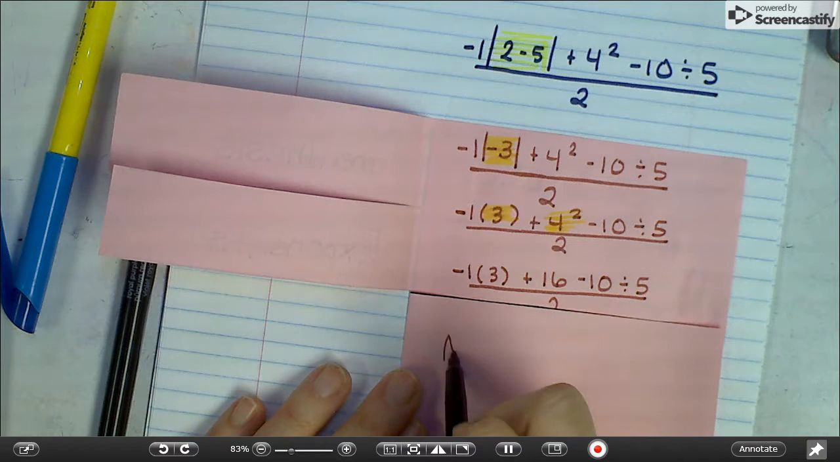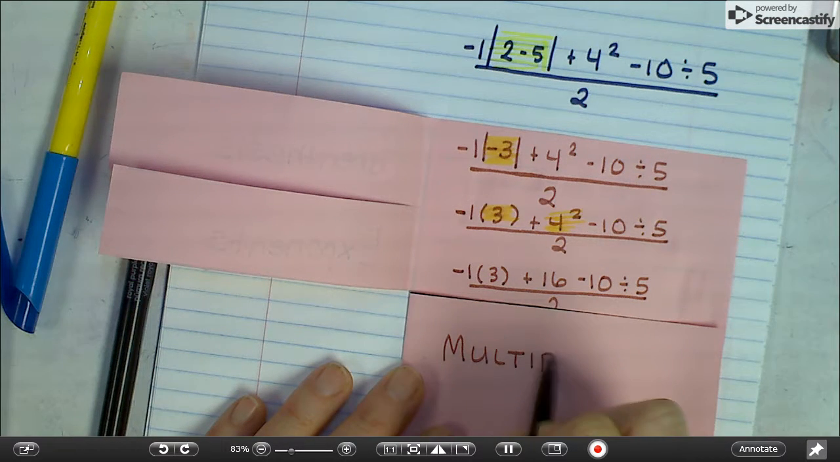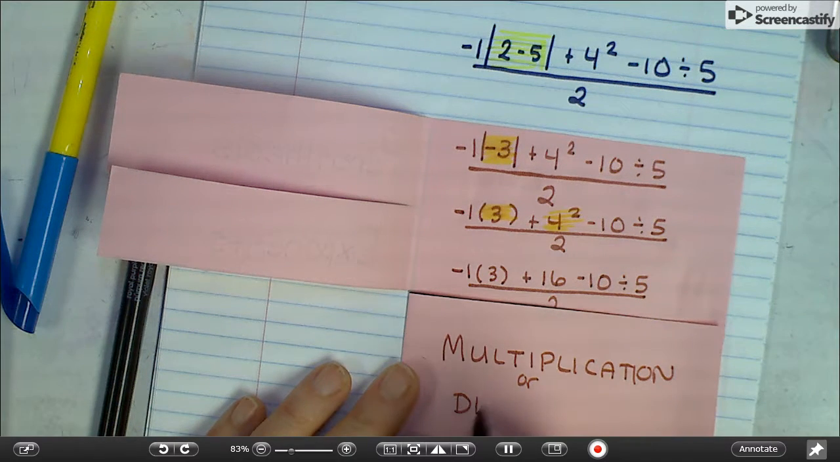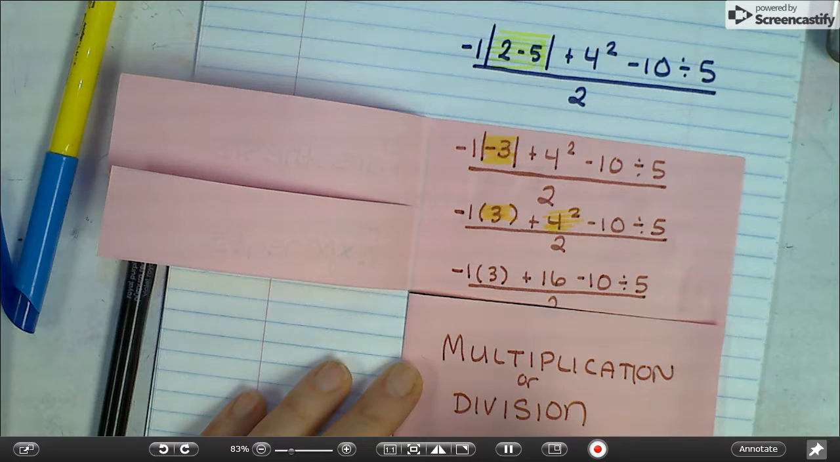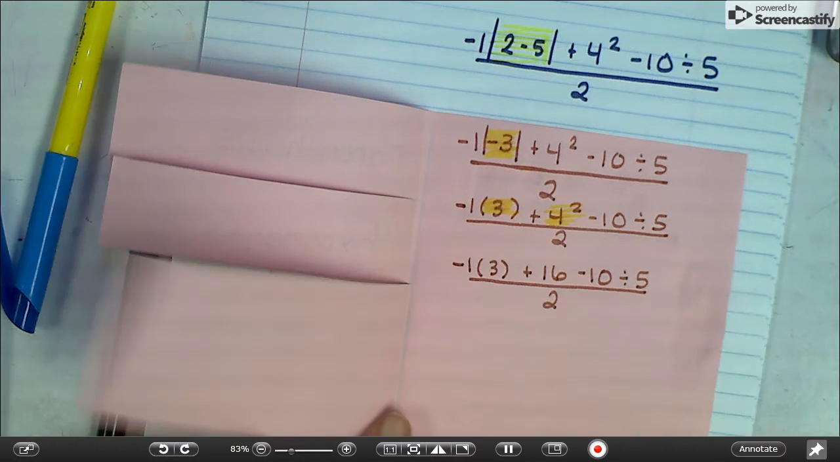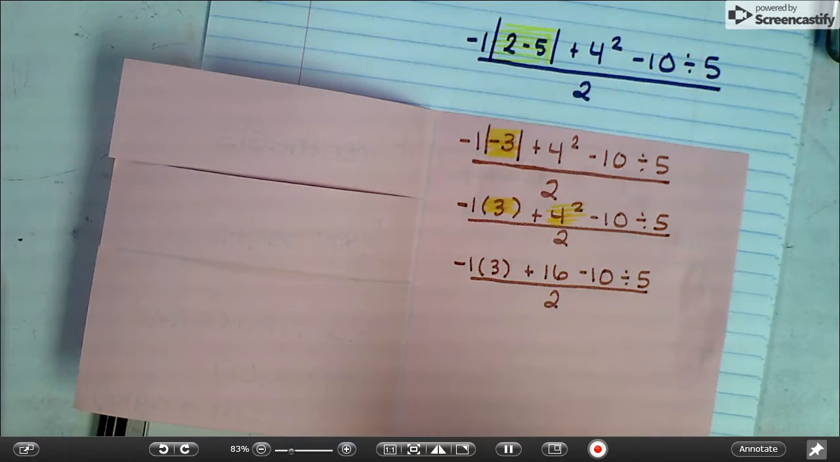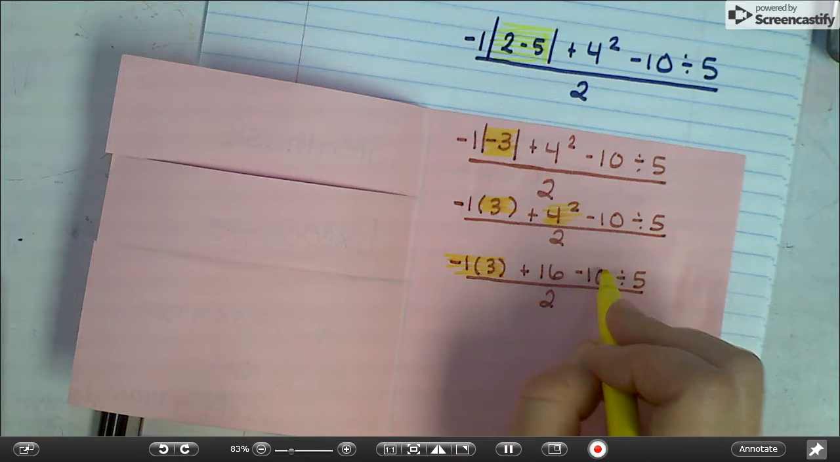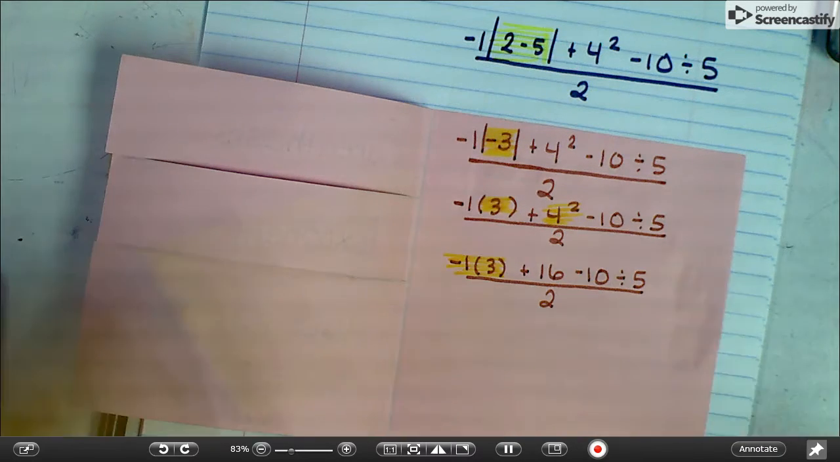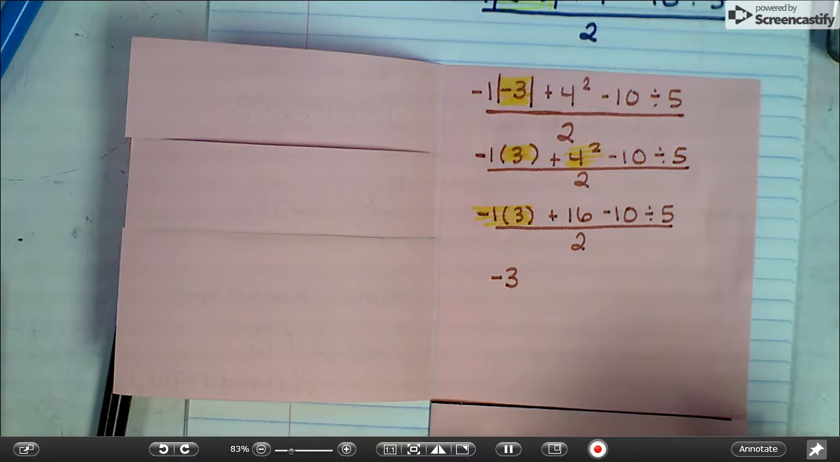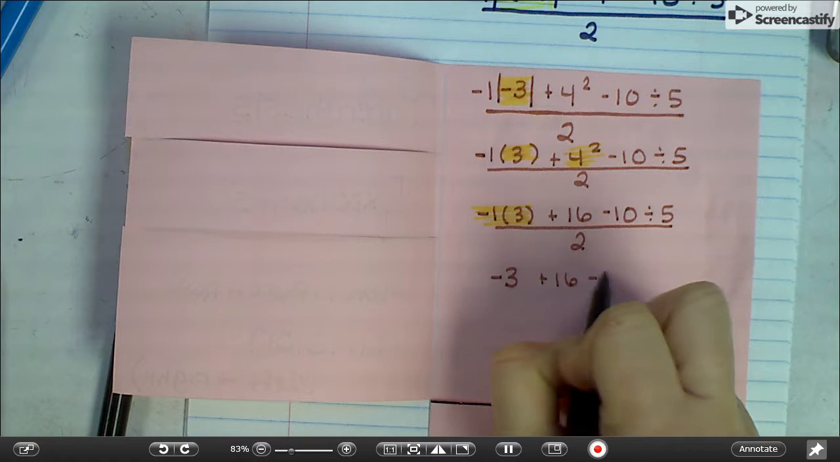Next, we have multiplication or division, left to right. All right, so let's look through our problem. First things first, we have some multiplication right here, and we have some division over here. But multiplication comes first according to the order of operations. So we're going to do -1 times 3, which is -3, and rewrite the rest of the problem around it.